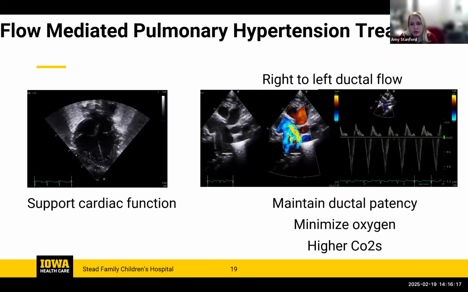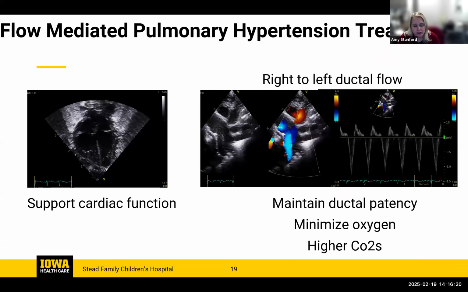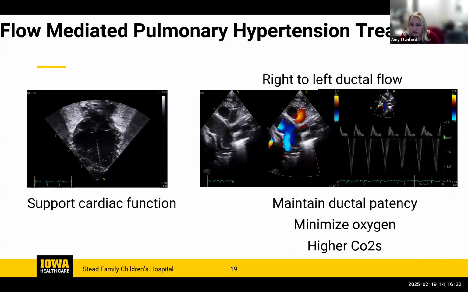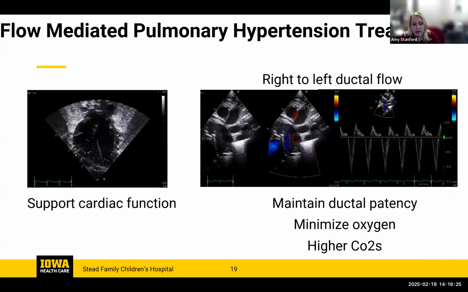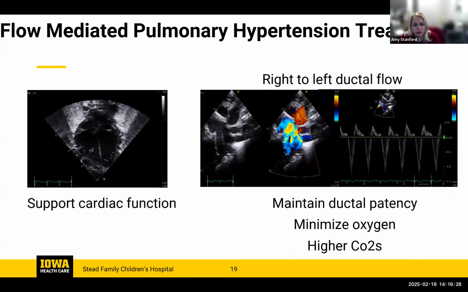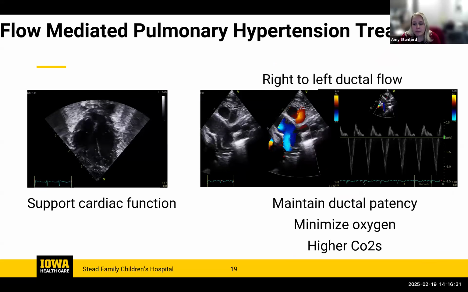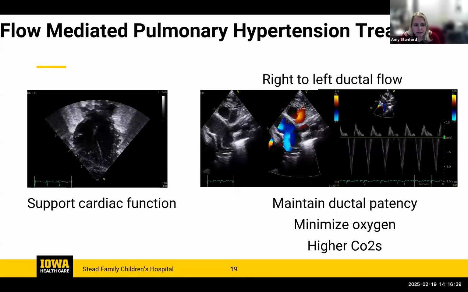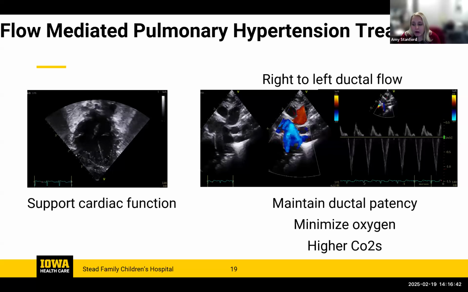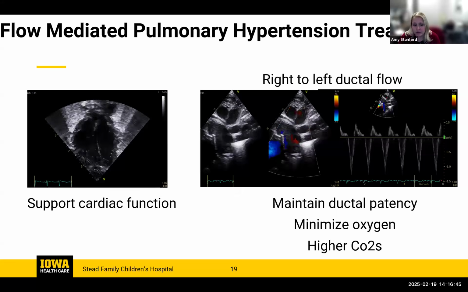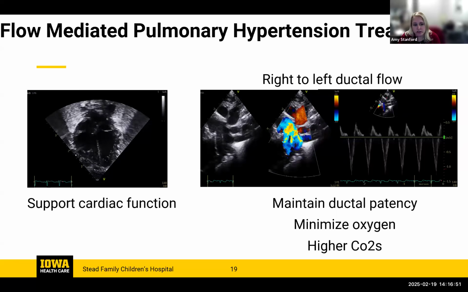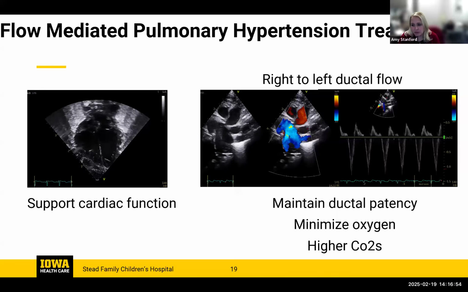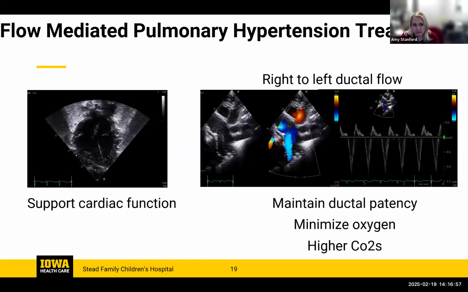So what do we do in order to support these patients with flow-mediated pulmonary hypertension? That can include supporting cardiac function, particularly if there's any dysfunction, using an inotrope like epinephrine or dobutamine. But most importantly, we need to maintain at least some right to left ductal blood flow. So this includes utilizing prostaglandins in order to maintain ductal patency, as well as minimizing oxygen. Sometimes we'll have to set lower SAT goals and target higher CO2s and use those strategies to maintain at least some portion of a right to left shunt at the PDA to supply the postductal circulation.